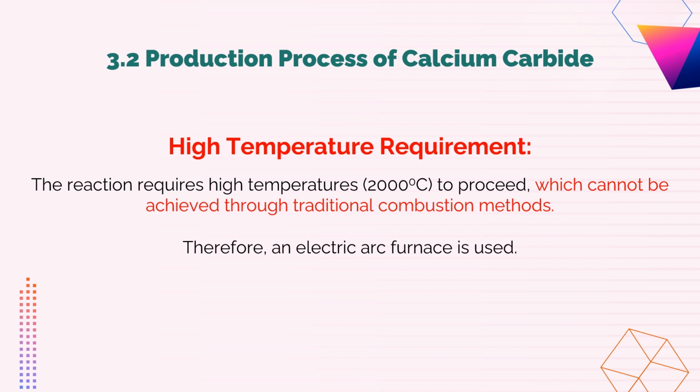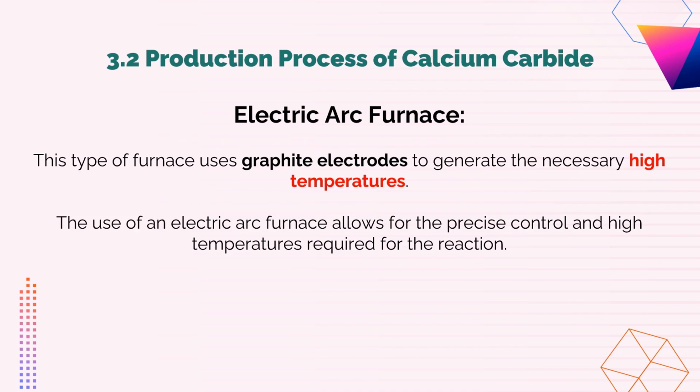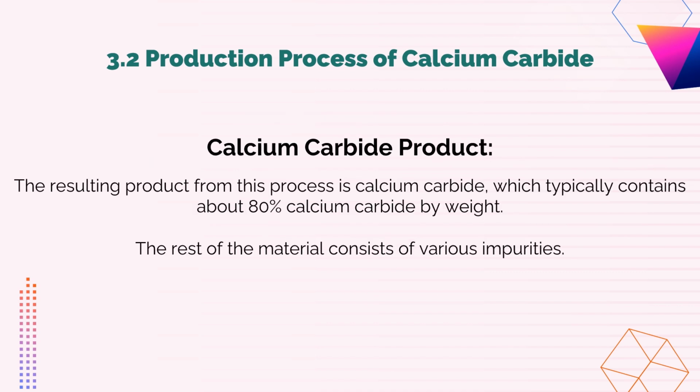The high temperatures needed can't be achieved with regular combustion, so an electric arc furnace with graphite electrodes is used. This furnace allows for precise control and the necessary high temperatures. The purity of the final product is important. The calcium carbide produced typically contains about 80% calcium carbide by weight, with the rest being impurities.